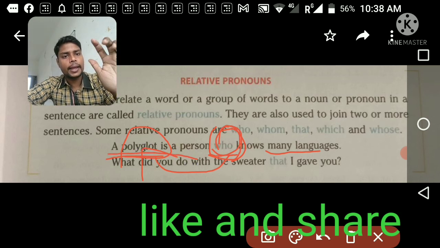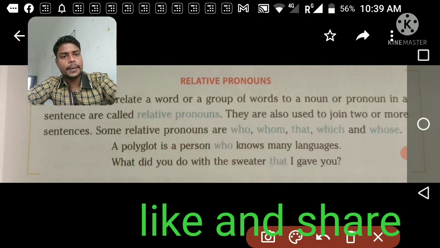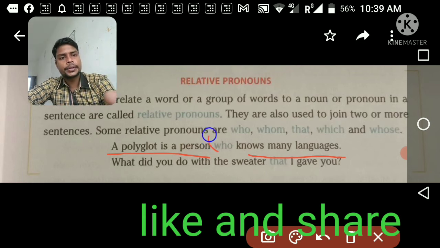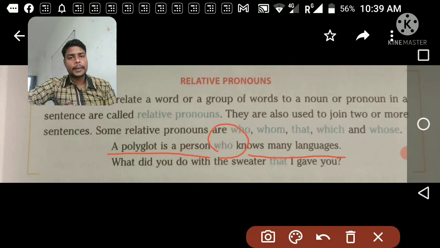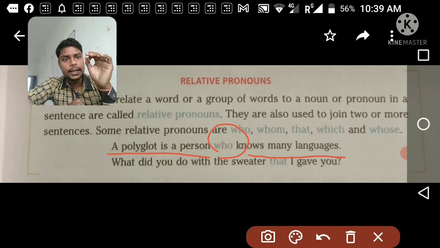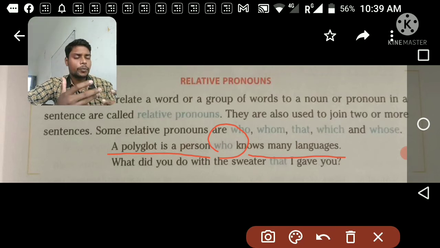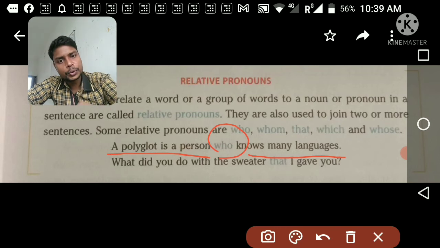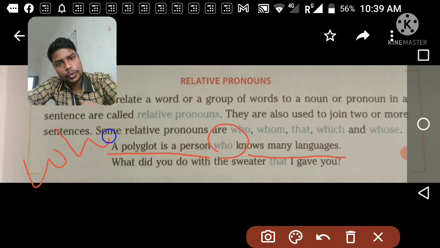A polyglot is a person, that is one part, and knows many languages, that is the second part. And these two parts are related with the word called who. Therefore, who is known as the relative pronoun. So like that, we can use that, when, whose, and who and whom. Normally, we use who and whom for people.